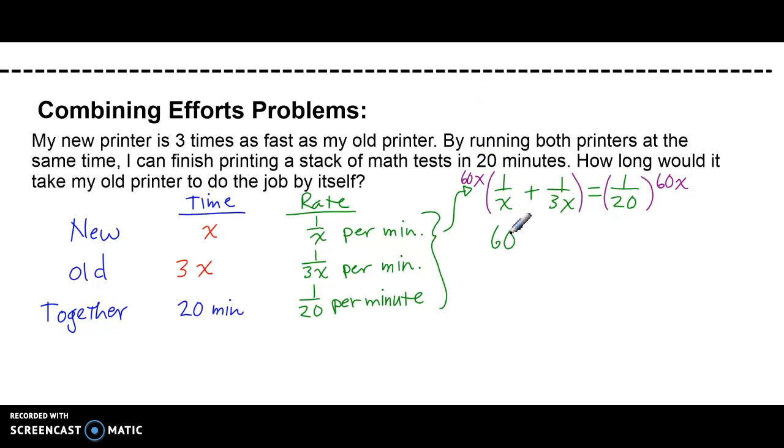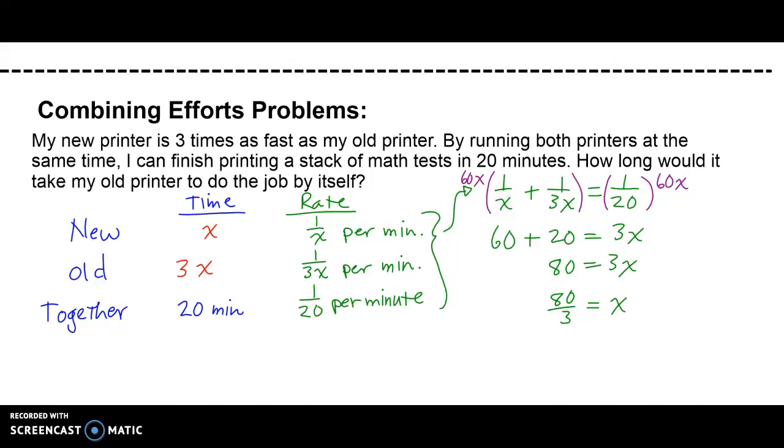Multiply in the first fraction, you get 60. Multiply in the second fraction, you get 20. Multiply in the third fraction, you get 3x. So you end up with a fairly simple equation to solve. But here's one thing to be very careful about. Make sure you read the problem one last time at the end.